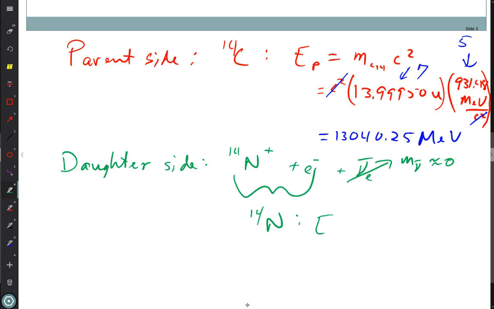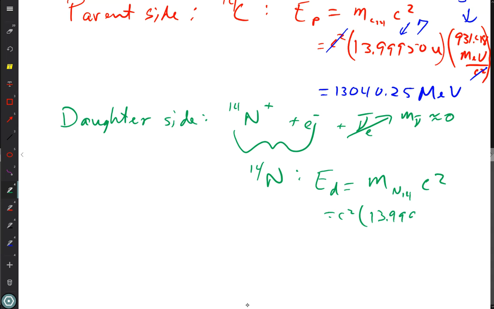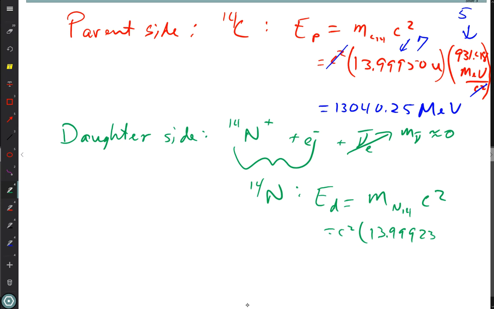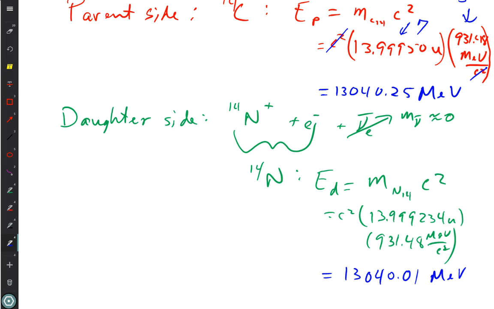And so that means the energy of the daughter is equal to the mass of nitrogen 14 times c squared, which is, and this time I'll put the c squared out front, c squared times, and I get my number 13.999234 times 931.48 MeV per c squared. So if I do this calculation, what do I get? 13,040.00 or 01. So, we had an energy difference of 0.24 mega electron volts.